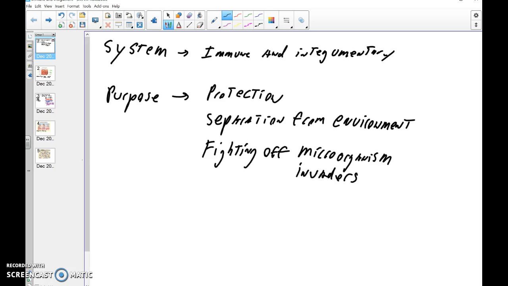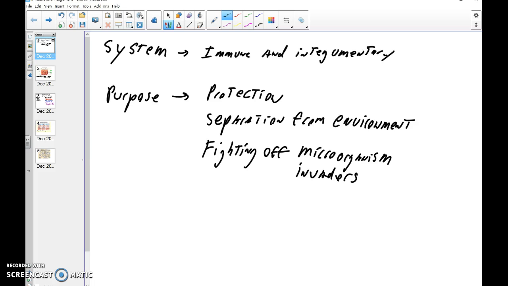All right, ladies and gentlemen, for this presentation, we're going to talk about the immune and the integumentary system. Technically, these are two body systems, although the integumentary system is really just your skin. But the reality is that they serve similar purposes when it comes to the body, so we're going to talk about them as a unit.